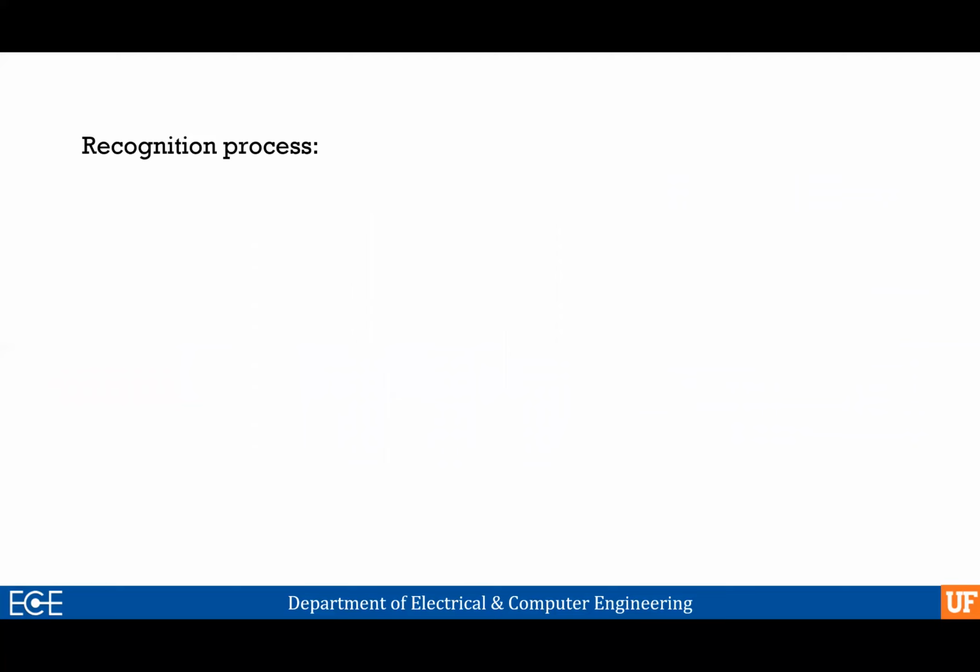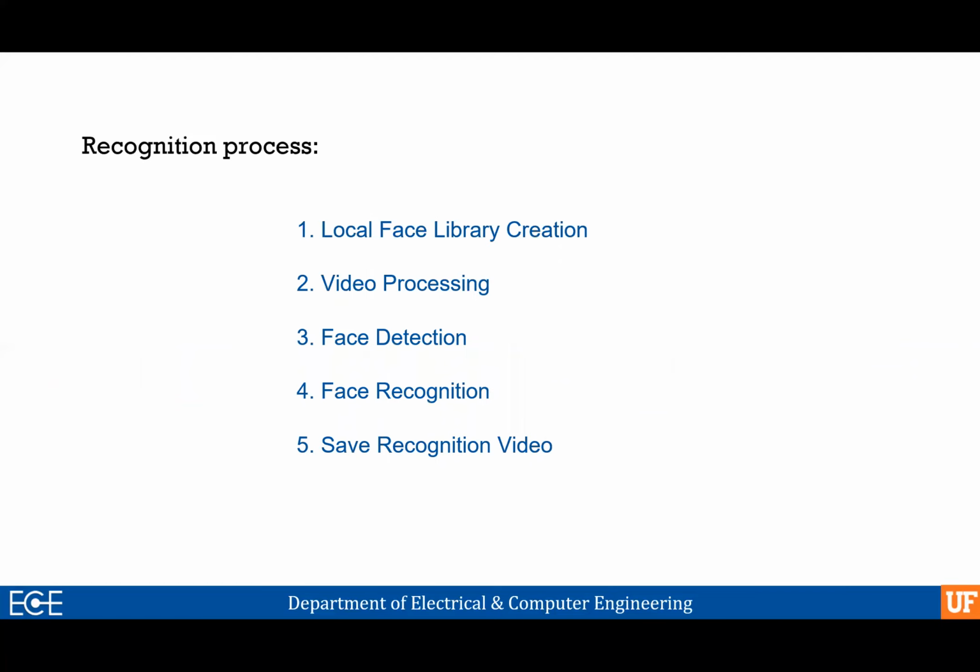After introducing these two models, let's start our recognition. We need 5 steps to implement our recognition. The first is local face library creation. The next is video processing, and the next is face detection, and the next is face recognition. And next is saving the recognition video.